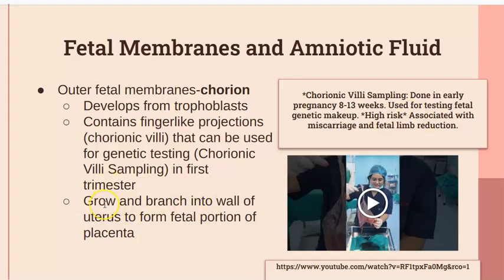Eventually, these chorionic villi grow and branch into the wall of the uterus, which forms the fetal portion of the placenta. If you can imagine, the inside of the uterus has 3 layers. The 2 innermost layers are what become the placenta in a successful human pregnancy, and that is the lifeline to the fetus through the placenta and the umbilical cord. That's how the fetus gets nutrients, oxygen, and gets rid of waste in utero.